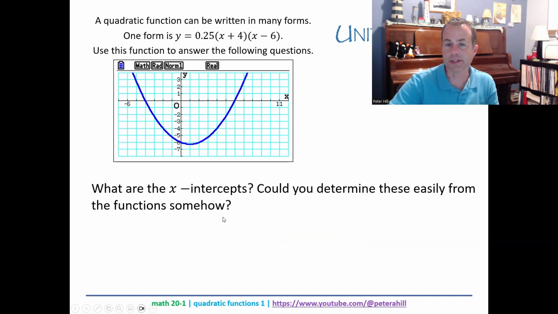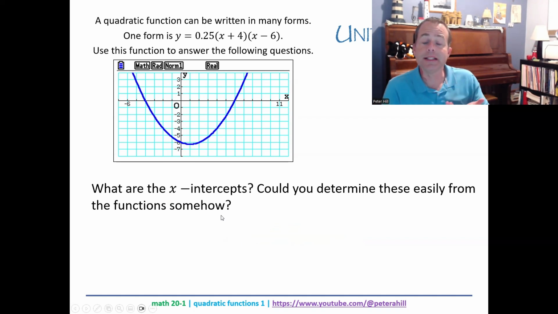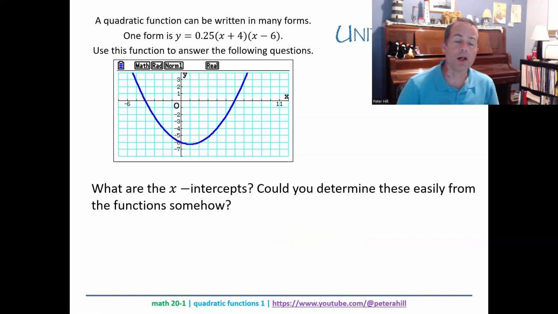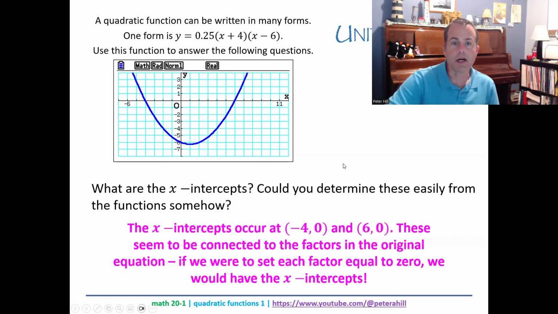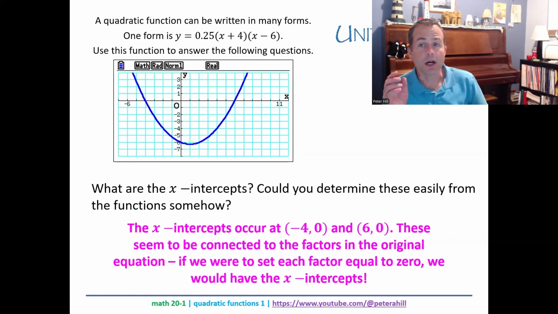Okay, what are the x-intercepts? Could you determine these easily from the function somehow? Well, if we look at this, we see an x-intercept here at -4 and here at 6. Okay, so remember, I said this already, but if you're talking about intercepts, you have to state those as coordinate points. So the x-intercepts occur at (-4, 0) and (6, 0).